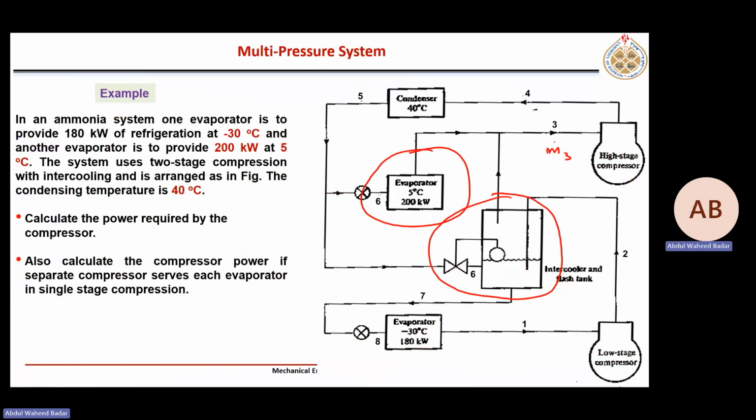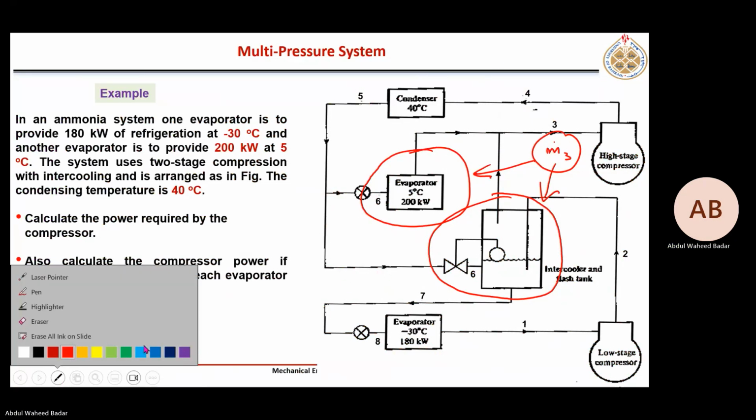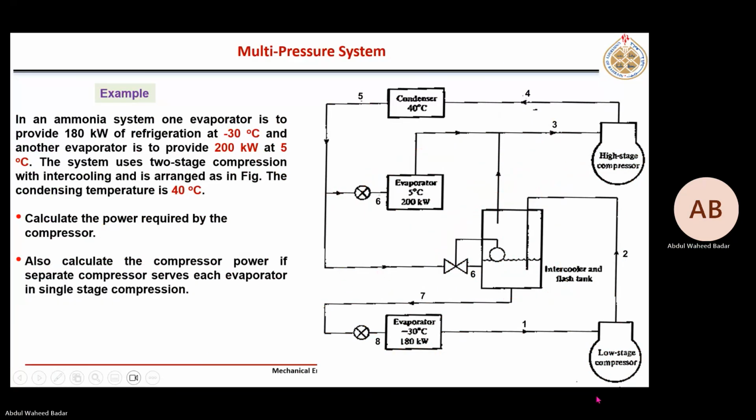So let's make a system boundary across both of these and write an energy balance, because m dot 3 is dependent upon this and also this. So we shall draw a system boundary. I will define a system like this.